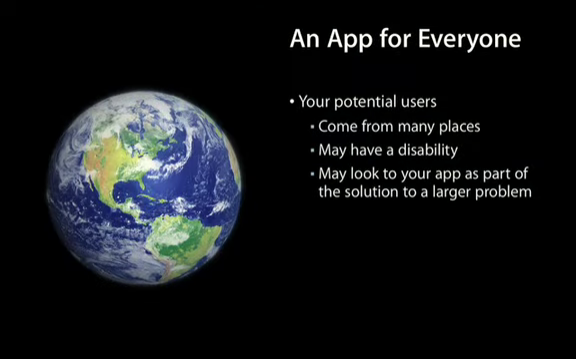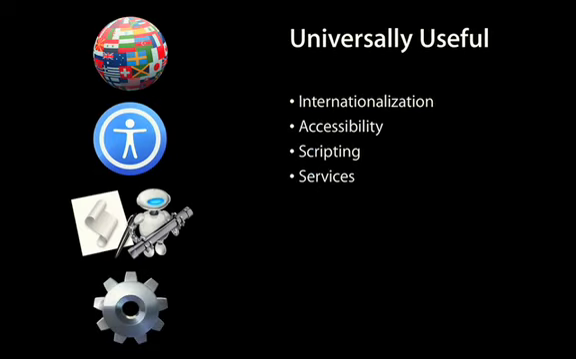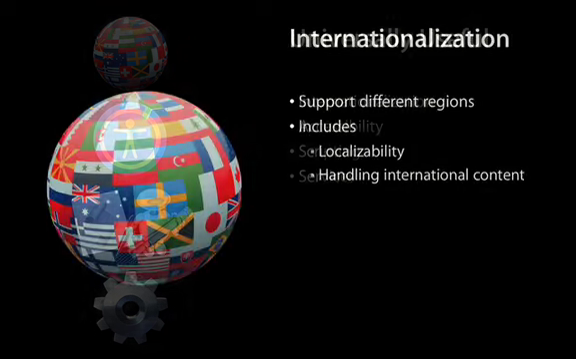The people who might want to use your application, they come from all over the place. They may speak different languages and have different cultures. Other people who may want to use your application may have disabilities. And still others may look to your application to be part of the solution to a larger problem that they couldn't solve with your application alone. If you keep all of these folks in mind when you're creating your application, you can make sure that your application may become useful for all of them. We'll talk about a number of technologies that are related to this, and let's just dive right in.